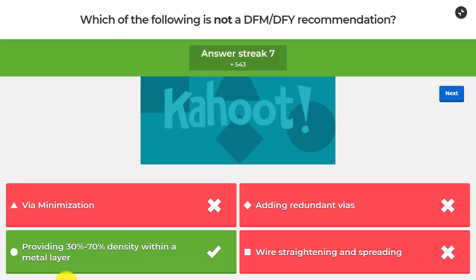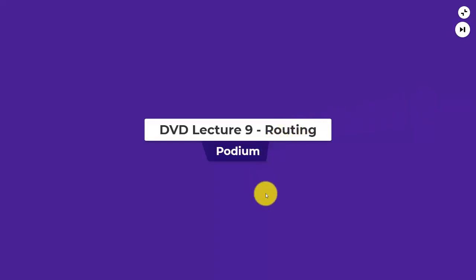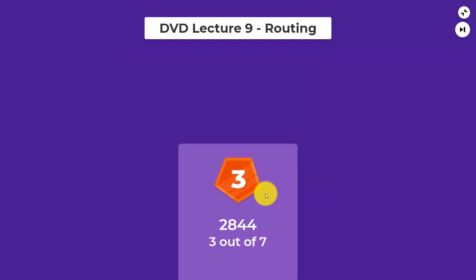So going back to our Kahoot, we said that both via minimization and adding redundant vias are two DFM recommendations. Wire straightening and spreading are also recommendations, but providing 30 to 70% density within a metal layer, that's what we call density rules. That's not a recommendation. That's a requirement. We have to do that. It's a regular DRC. We have to use metal fill or whatever to meet density rules. So that's not a DFM. That's a real DRC.